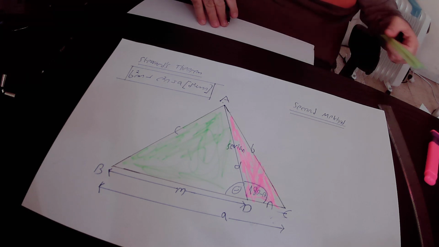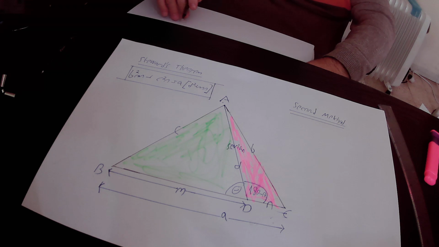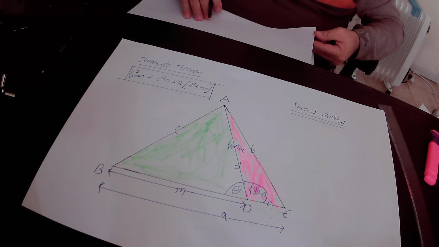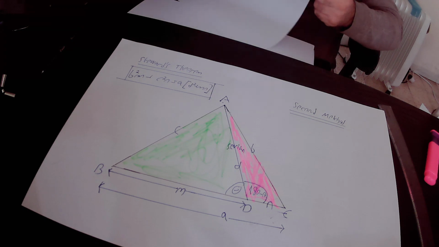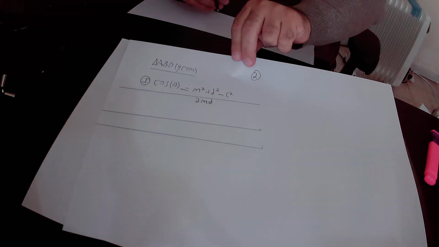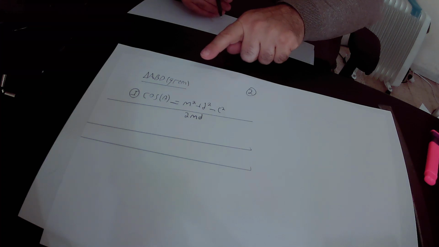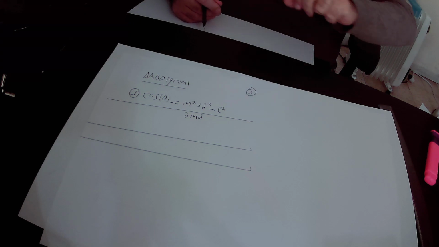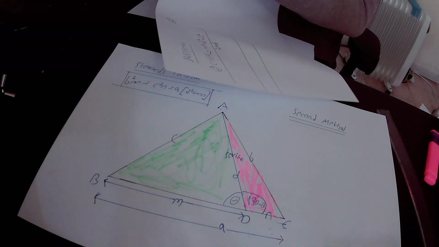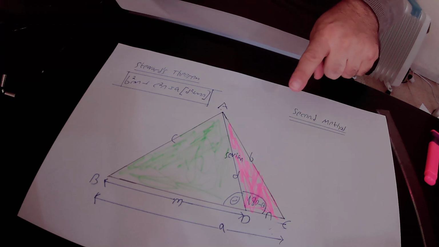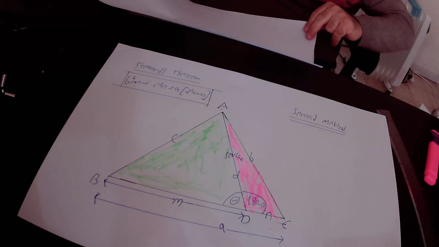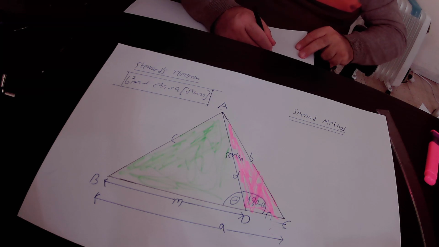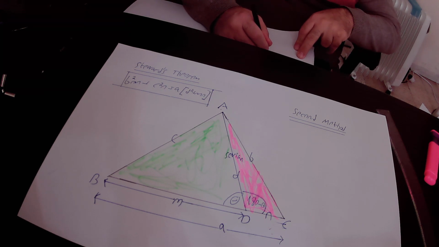Okay, so equation number 1 is the implementation of the law of cosines in the green triangle, triangle ABD. Cosine theta equals m squared plus d squared minus c squared over 2 times md. In the next step, we'll implement the law of cosines in the pink triangle, triangle ADC. This will be equation number 2.